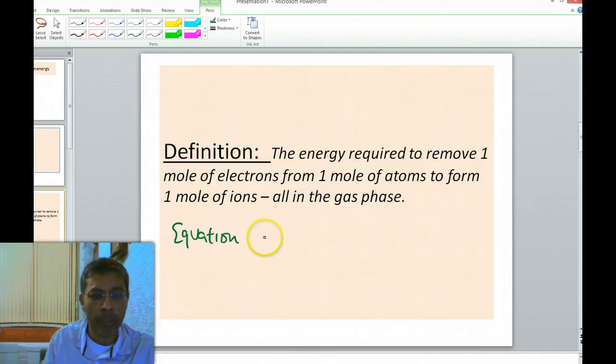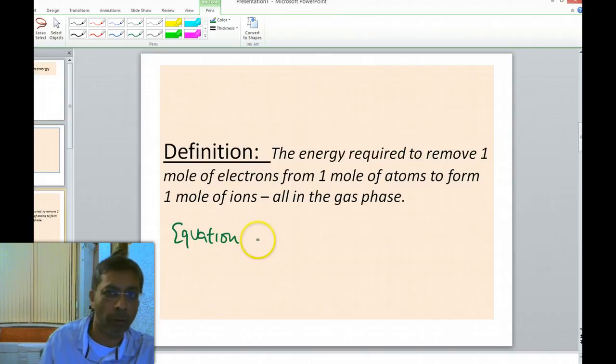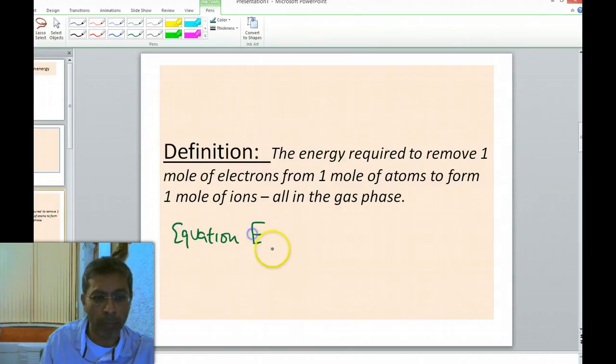We'll use any element. They may ask you to write the first ionization energy of sodium or for chlorine or any other element, but let's just generalize and call our element E. We're removing an electron and we're going to make a positive ion, and there is our electron that we have removed. There it is. And don't forget to put gas. Gas there and gas there. That will be the first ionization energy equation.